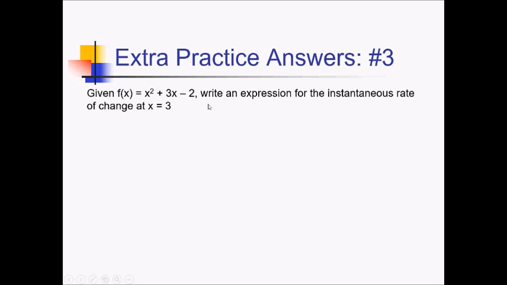For this problem, we're given this polynomial, and we want to write an expression for the instantaneous rate of change at x equals 3. So I'll start by writing the IROC formula out, Newton's version of it. Limit as h approaches 0 of f of x plus h minus f of x over h. And now I've got an x value of 3 that I'm going to have to plug in. I also have to replace all of these x terms with x plus h's and just x's, because I've got two different versions of this function.